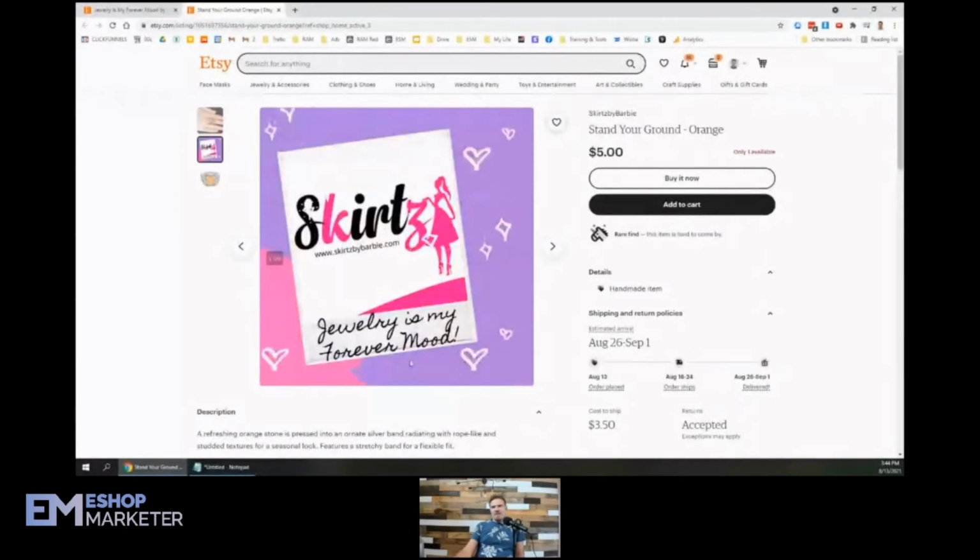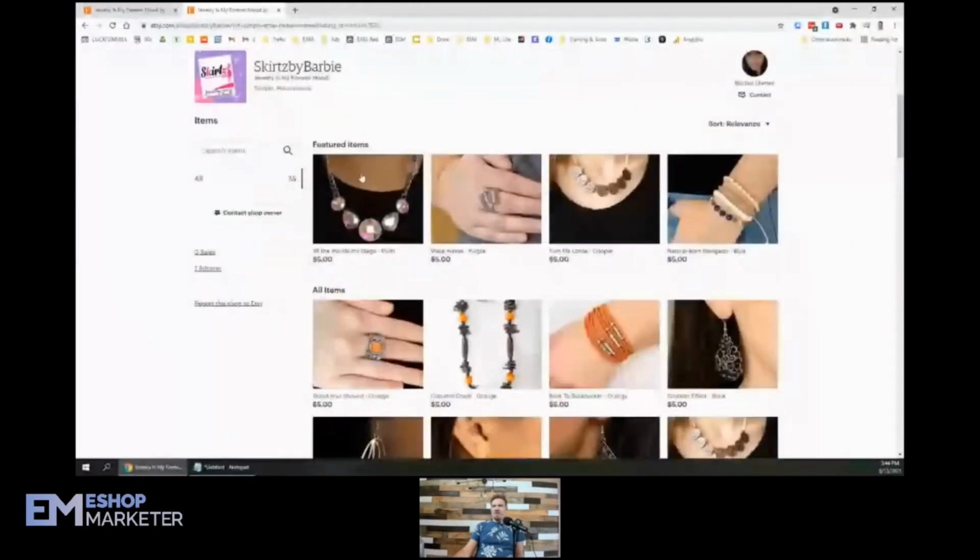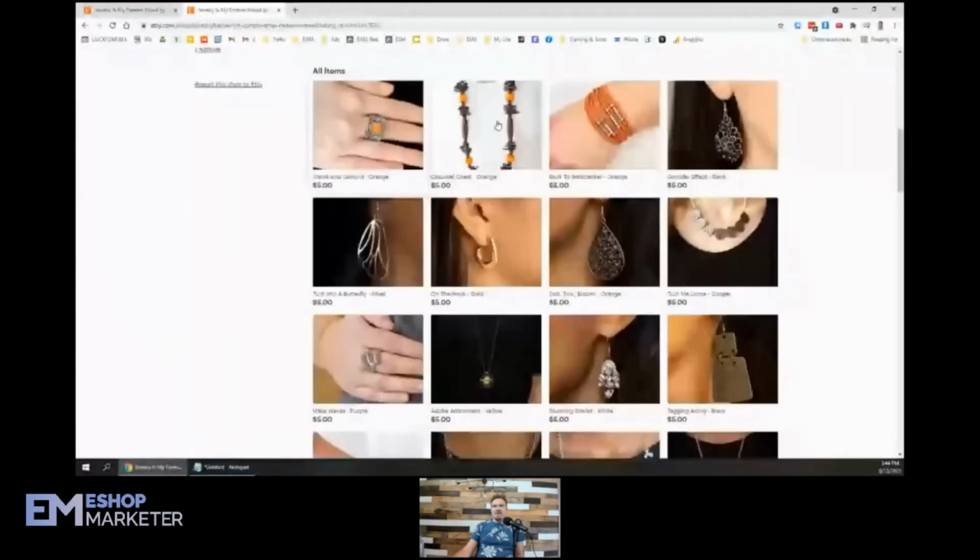Skirts by Barbie, jewelry is ever my mind. I don't really see the value, the point of this. If I'm someone shopping around, I don't really care that much about your logo. So I would put this lower down. I really wouldn't put this here at all because it's not relevant to the product. If someone wants to see what your shop is all about and your logo, they can just come to it.